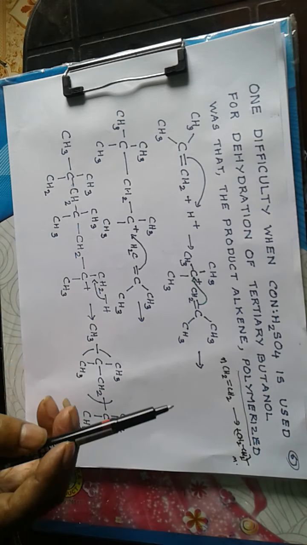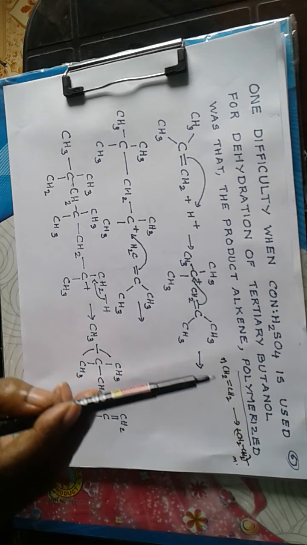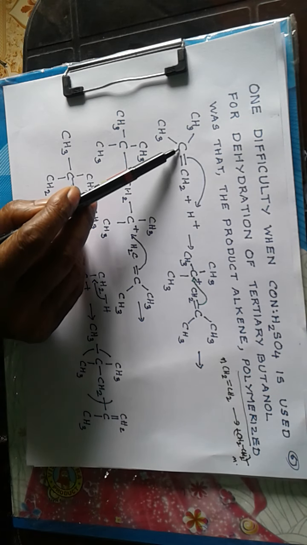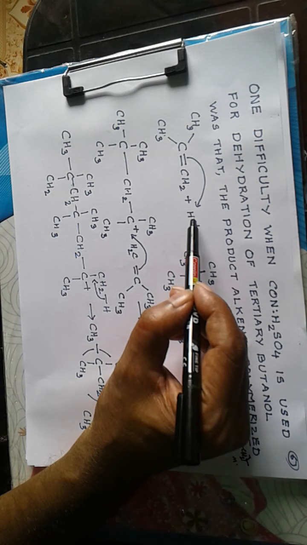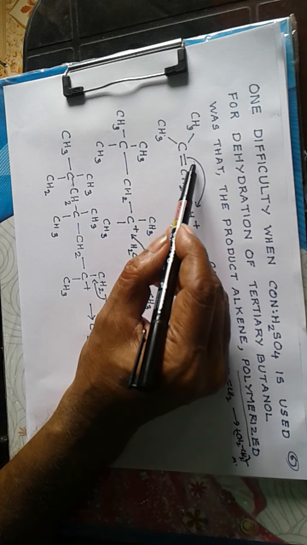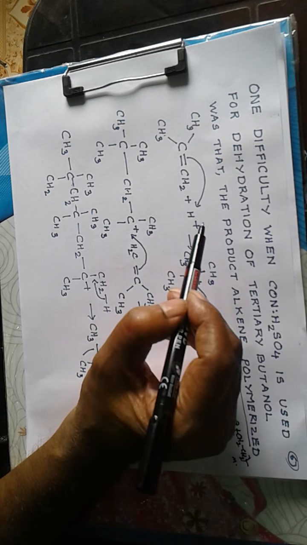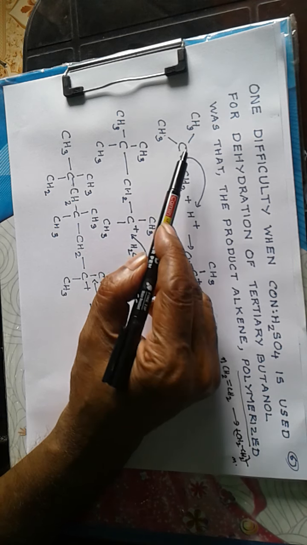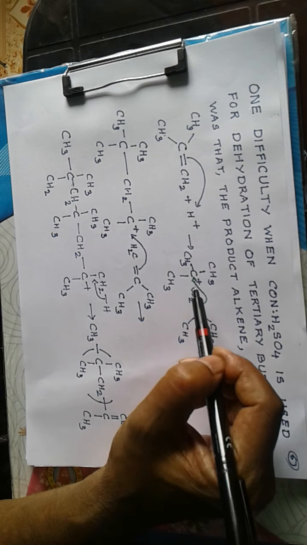Now we can see what is polymerization in these steps. So dehydration of tertiary butanol, if we are using concentrated sulfuric acid, the product is 2-methyl-1-propene. Now it will combine with an H positive, so this pi bond will be moving towards H positive. So we get CH2H, that is CH3, and a positive charge over this carbon. Now this carbon is connected to 3 CH3 groups, so it's a carbocation.